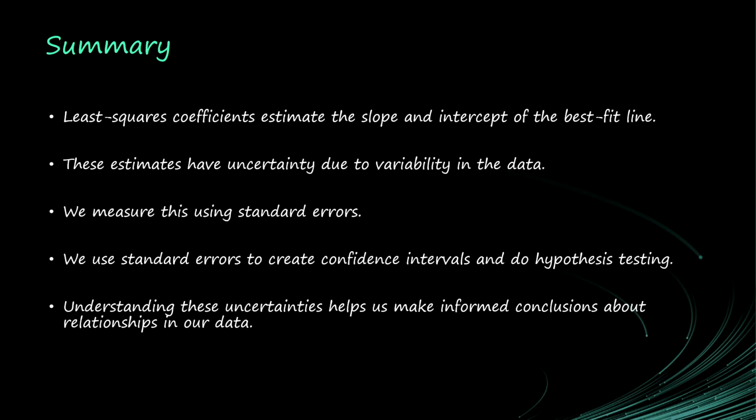So in summary, to wrap up, here's what we covered. Least squares coefficients estimate the slope and intercept of the best fit line. These estimates have uncertainty due to the variability in the data. We measure this using standard errors. We use standard errors to create confidence intervals and do hypothesis testing. Understanding these uncertainties helps us make informed conclusions about relationships in our data.